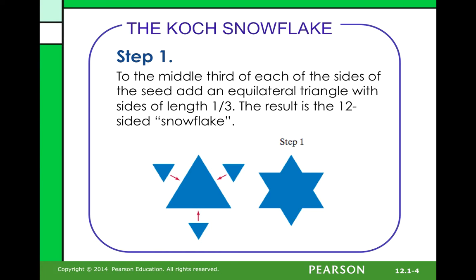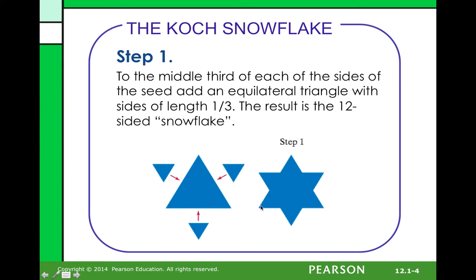Okay, so the first step to building the snowflake is to the middle third of each of the sides of the seed, add an equilateral triangle with sides of length 1/3. The result is this 12-sided star, snowflake, whatever. So the important thing to note here is, why did we choose 1/3? Well, when we glue an equilateral triangle right here with side length 1/3, that means that this side length here is 1/3, as is this side length down here.